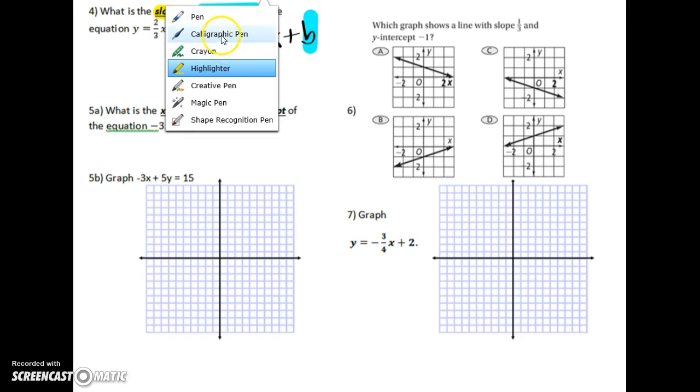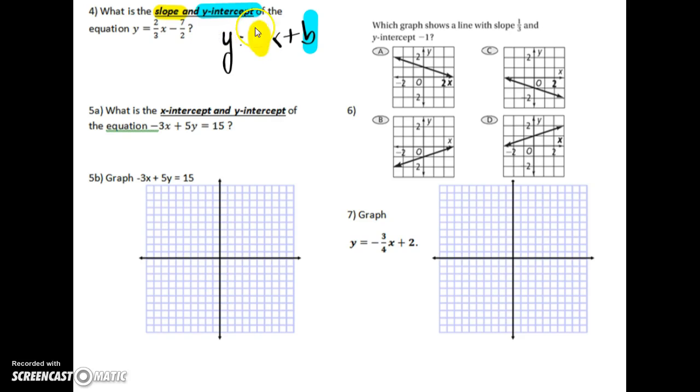So I'm not going to tell you what they are. I'm just going to tell you where they live because then you should be able to find it. Be really careful. There's going to be a sign here, so don't let that mix you up. But just the slope lives in front of the x, and the y-intercept lives after it. So all you have to do is write those down.